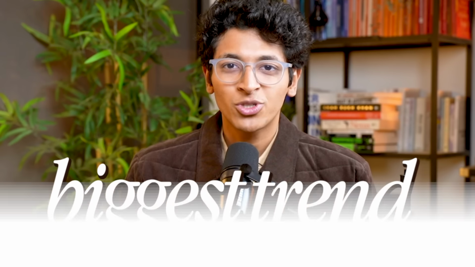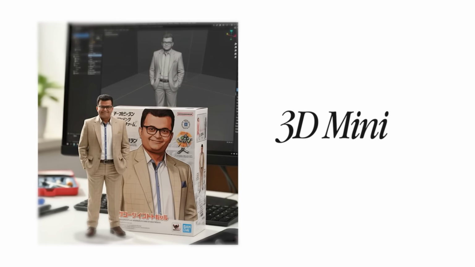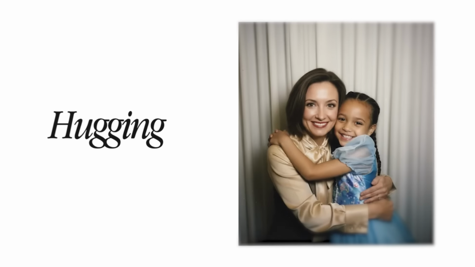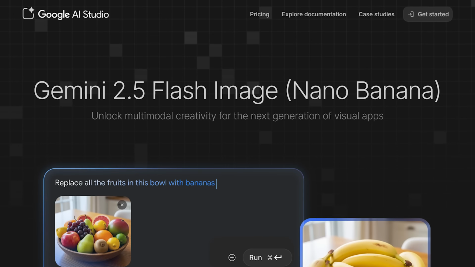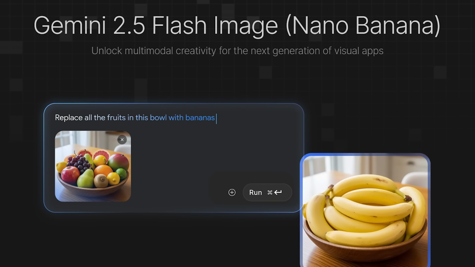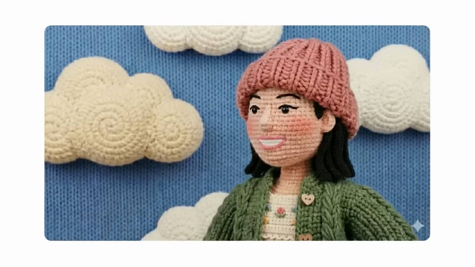The biggest trend on social media today has been AI generated images, be it the 3D mini-me figurines or be it you hugging your younger self. You've all seen those reels on Instagram. You, me, and so many people have created these images on Google Gemini using the latest Nano Banana model, and you've all seen how amazing they can look. But today, Google just unveiled Nano Banana Pro and AI images are going to another level.